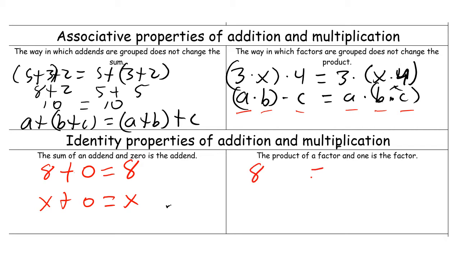So if we're multiplying and we want to end up with 8, what are we going to multiply by? We're going to multiply by 1. Works with variables as well. X times 1 equals x. So the identity means that we want to end with the same thing we started with. We start with 8, we end with 8.